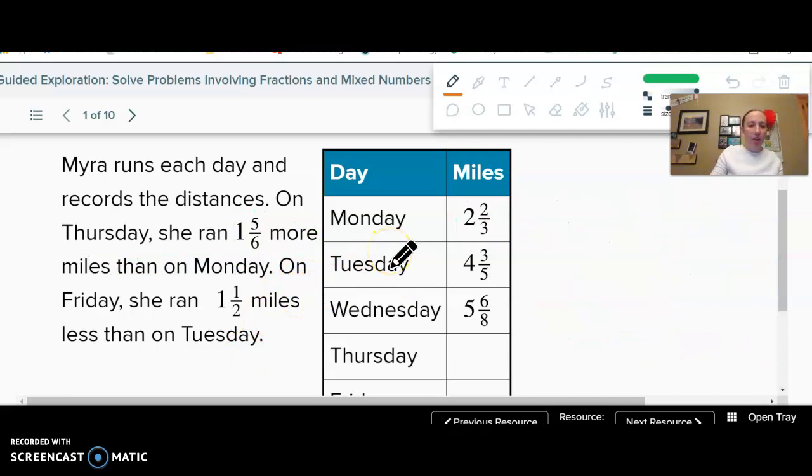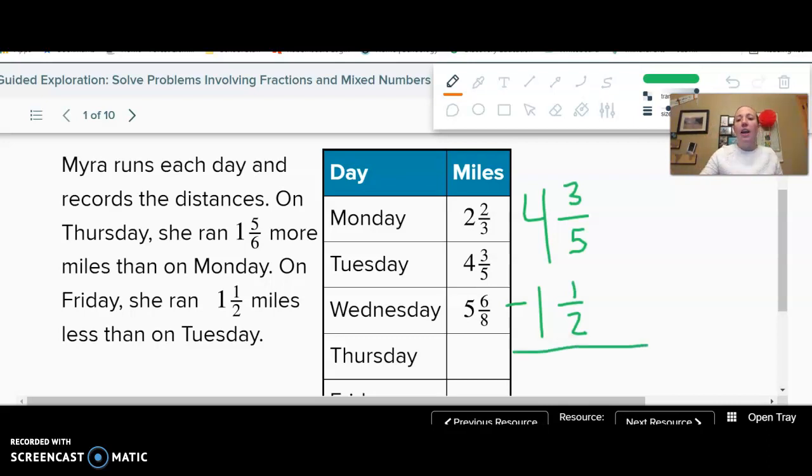For example, we can say, okay, on Friday she ran, well, just imagine she ran 1 mile less than on Tuesday. So let's say on Tuesday she ran 4 miles. On Friday she ran 1 mile less. Oh, well, I'm just taking 4 minus 1. But actually, we're doing 4 3/5 minus 1 1/2. So that's where just thinking about the whole numbers, it might be more obvious to you that it's subtraction, and then you can put the fractions back in.